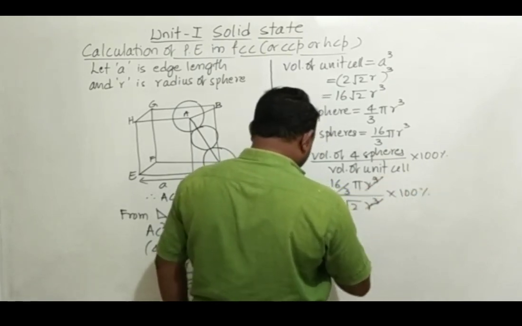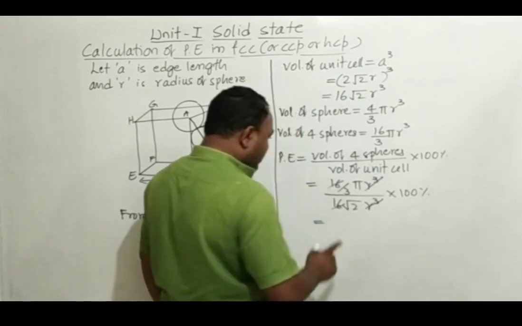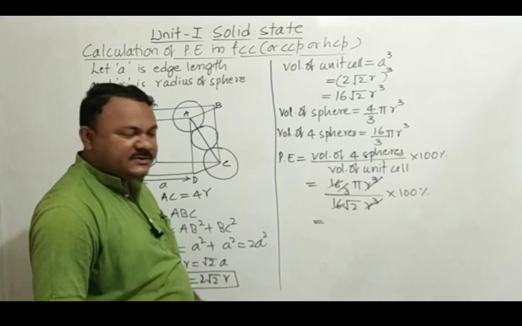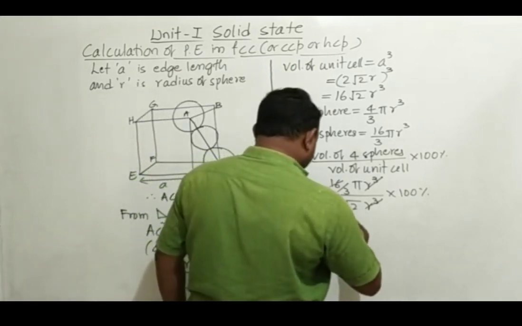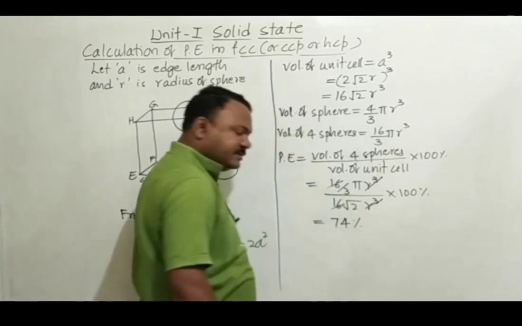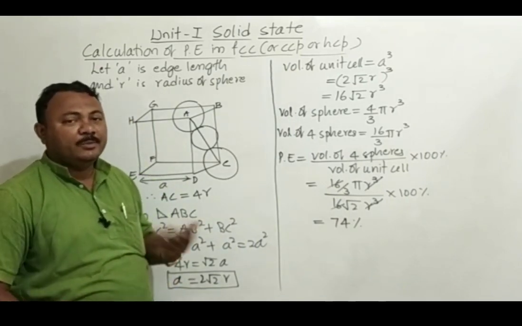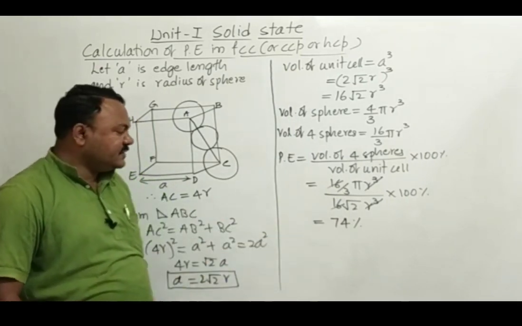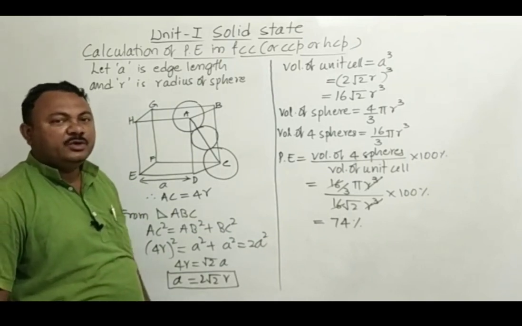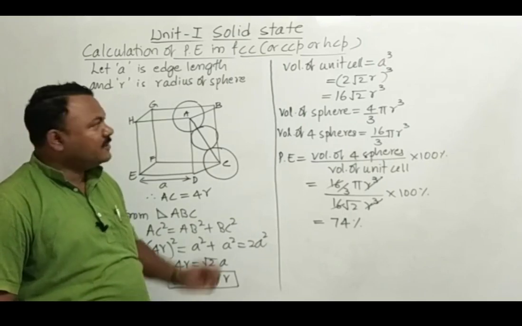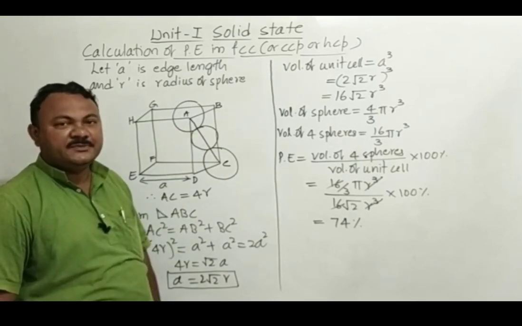Cancel r cube with the r cube, 16 with the 16. Pi is equal to 3.142. Substitute the value, simplify. You get the packing efficiency 74% in FCC. So if I take the total volume 100%, packing efficiency is 74%, we are left with 26% of empty space. It is nothing but the void. So this is about the packing efficiency in FCC.